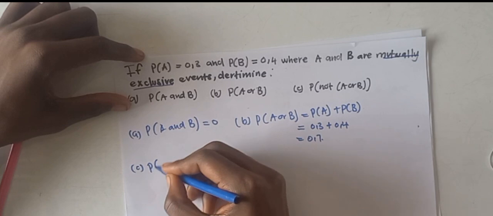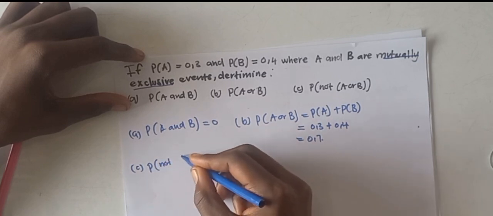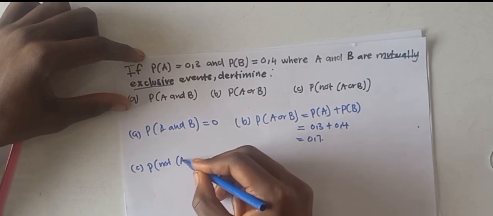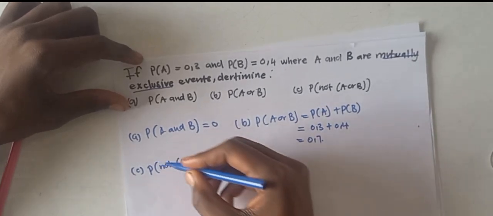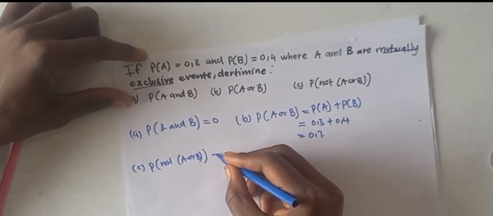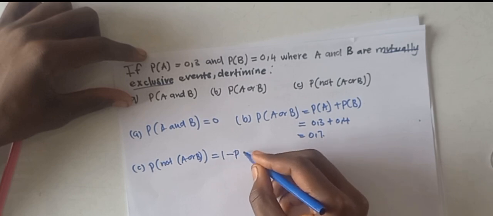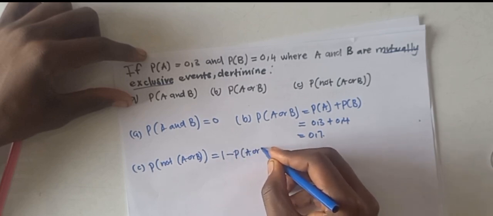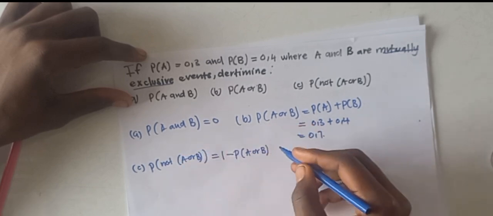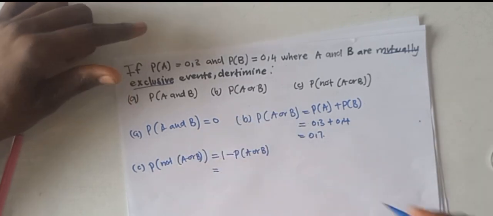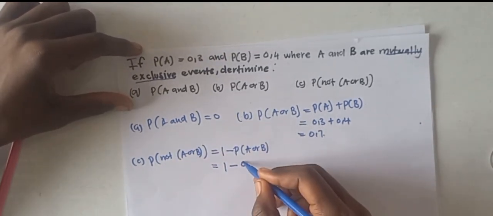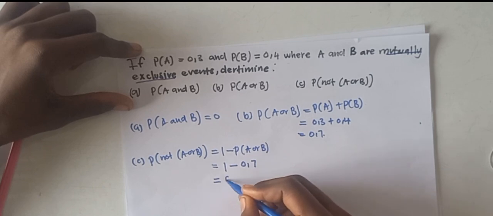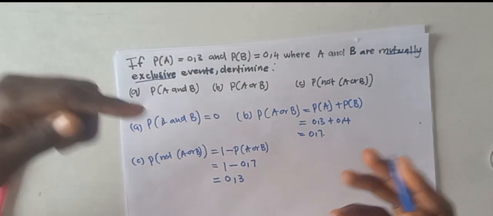So going to letter C, they need the probability of not (A or B). By now, I hope you know this kind of stuff. To find the one that is not, we just have to say 1 minus the probability of A or B. I've made a video explaining this. Don't worry, you can find it in my description box. So 1 minus 0.7 gives us 0.3. So that's it for this question.